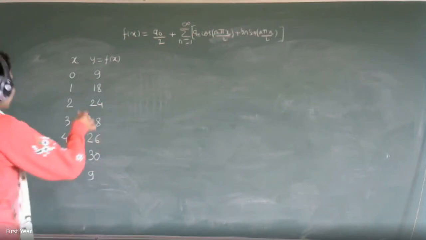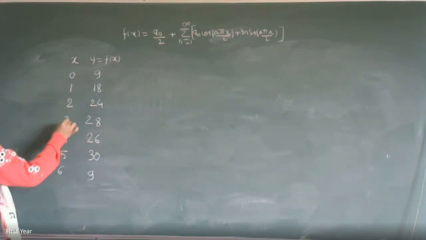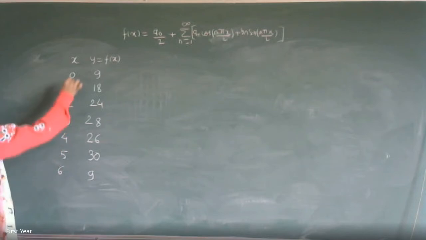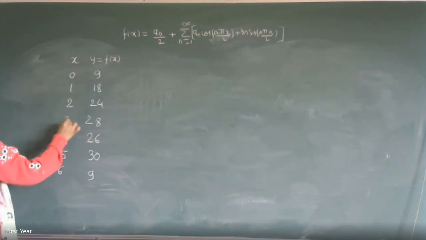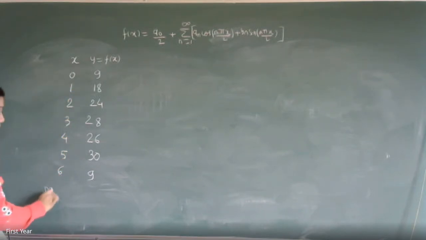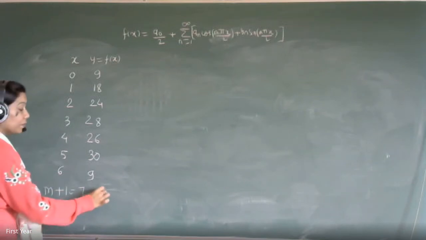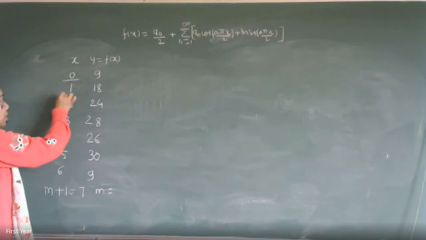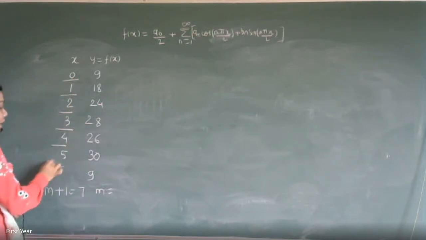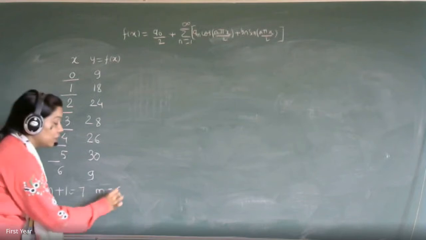So these are your x's: x0, x1, x2, x3, x4, x5, x6. Total how many points are there? 1, 2, 3, 4, 5, 6, 7. So 7 points. How many points did I say? N plus 1. So what will be the number of parts? 1, 2, 3, 4, 5, 6. There are 6 parts. Is this okay?